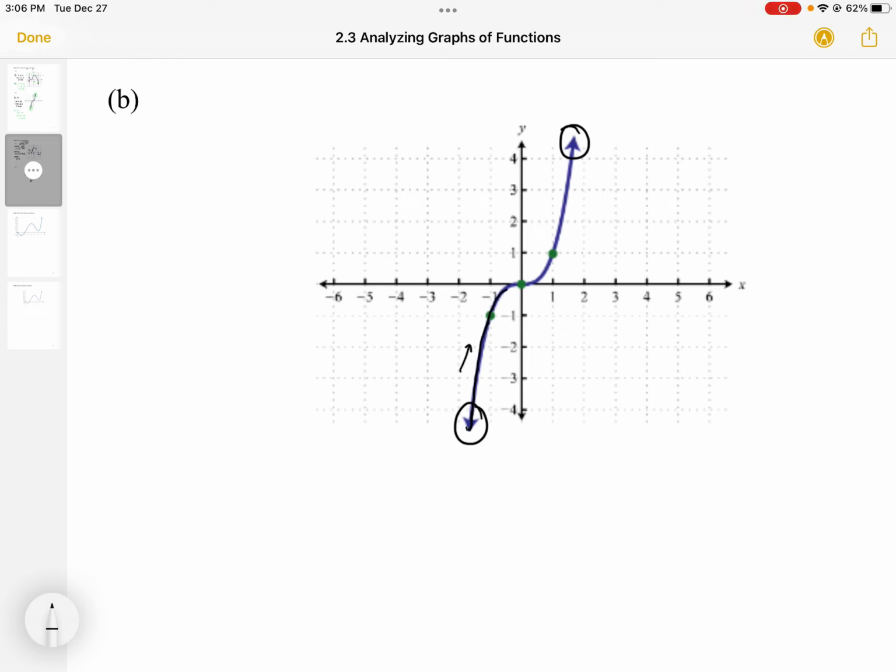Up, up, up. Kind of looks like we plateau right here, possibly. And then we're increasing again. Up, up, up. Okay? This graph never flattens out, which means it's never constant. And this graph is never going down. So it's never decreasing. This graph is only increasing.